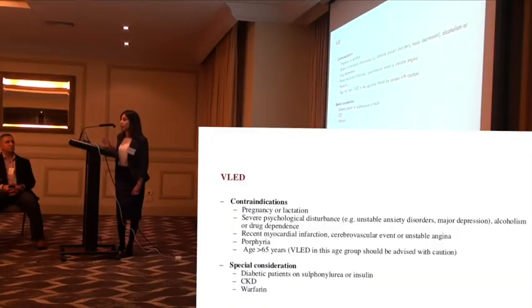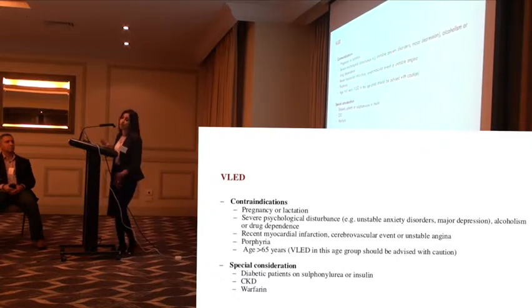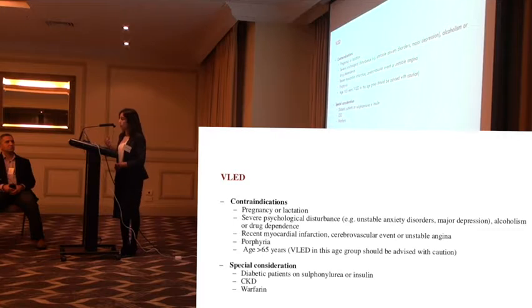And in terms of weight loss, average of about 2 kilograms over the first month, and after that 1 to 1.5 kilos per week. So there are a few contraindications: pregnancy, if they've got severe psychological issues, recent cardiovascular event, porphyria, and if they're older. So in the older population over 65, you do need to use these with caution.